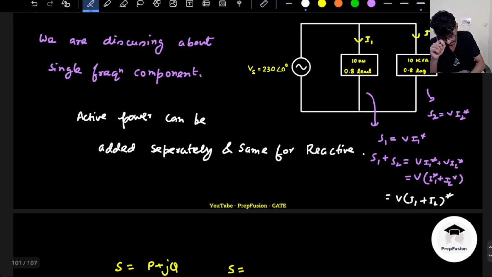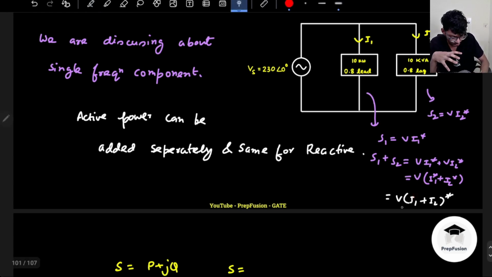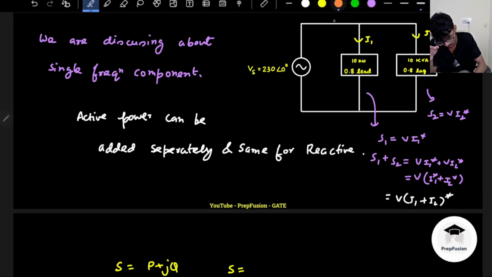So yeah, if I do this, right, what is I1 plus I2? I1 plus I2 is basically this I, right? So it is simply equals to V I conjugate. That's it. So it is simply equals to S. So S is equals to S1 plus S2.